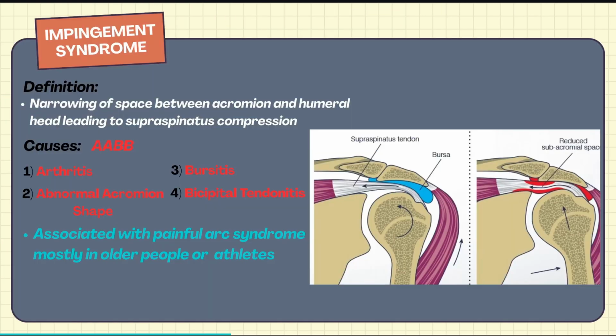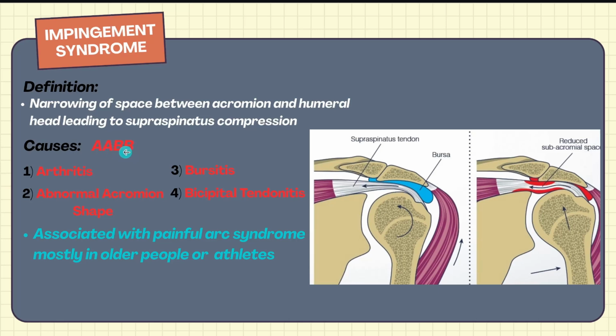So impingement syndrome occurs when the space between the acromion and the head of the humerus becomes very narrow. This narrowing is going to cause the supraspinatus tendon to be compressed, especially during abduction. You can see here, this is the supraspinatus tendon. Once the patient tries abducting, if the space is narrow, this is going to cause compression to the supraspinatus tendon. Now there could be 4 causes of this impingement syndrome, and this is the mnemonic.